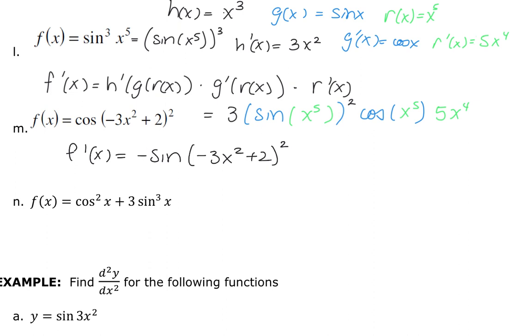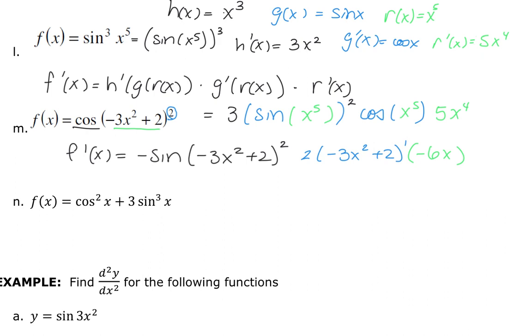Well, the next inner function happens to be the squared. So this would be 2 times negative 3x squared plus 2 raised to the 1. Notice I have not gotten to the most inner function. Well, my most inner function is negative 3x squared plus 2, so its derivative would be negative 6x. Here's my most inner function, here is the middle function, and here is the outer function. The most outer function is cosine, my most inner function is the negative 3x squared plus 2, and that middle function was the squared function.